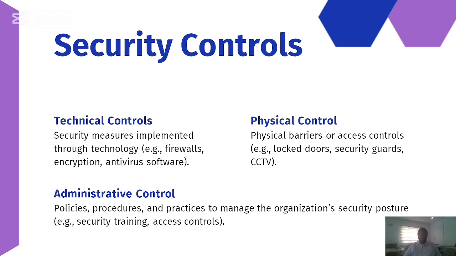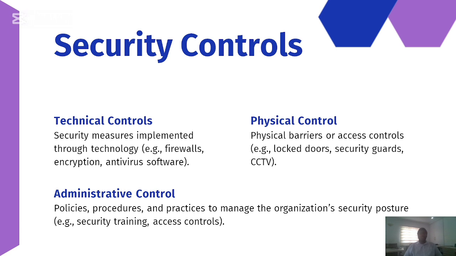Then we have the physical controls that involve fences, locks, guards, doors, CCTV to monitor the environment of our organization, to make sure that people are not coming physically to harm us, harm our data, steal our data, etc. That is physical control kept in place for physical attacks.